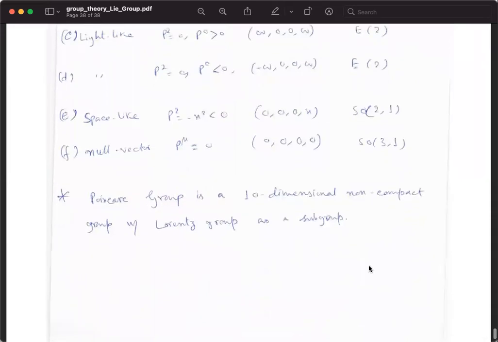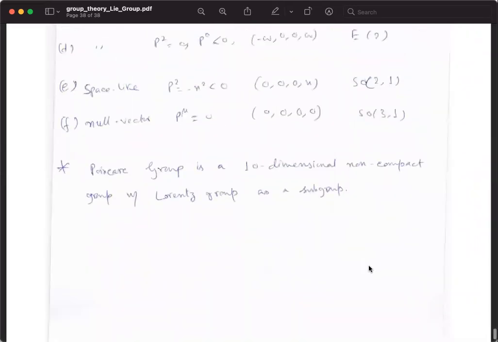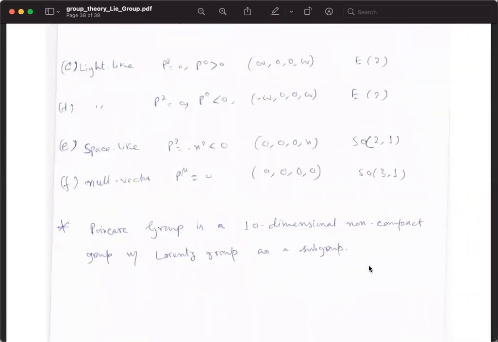The Poincare group is a 10-dimensional non-compact group with the Lorentz group as its subgroup. So this is basically what I'm trying to give you, a basic glimpse of the Lie groups and the Lorentz group and those things that we probably already know about. But we'll revisit all these groups in much more detail when we talk about the characters and all those things.